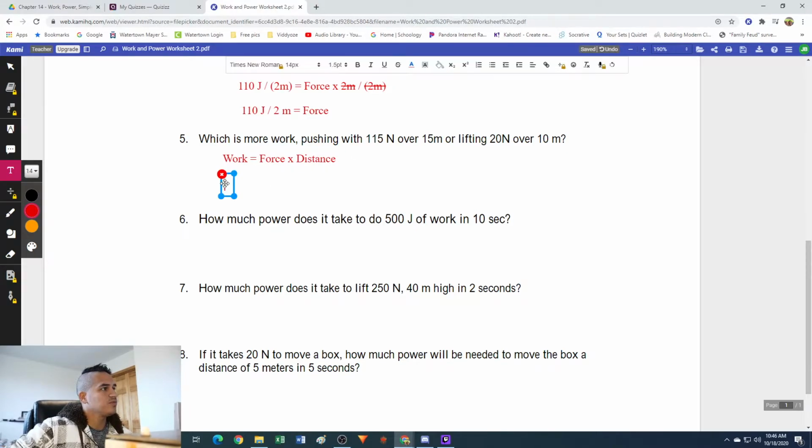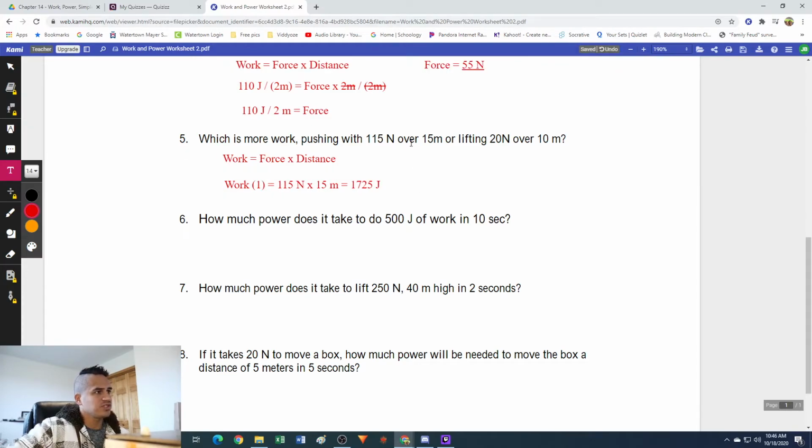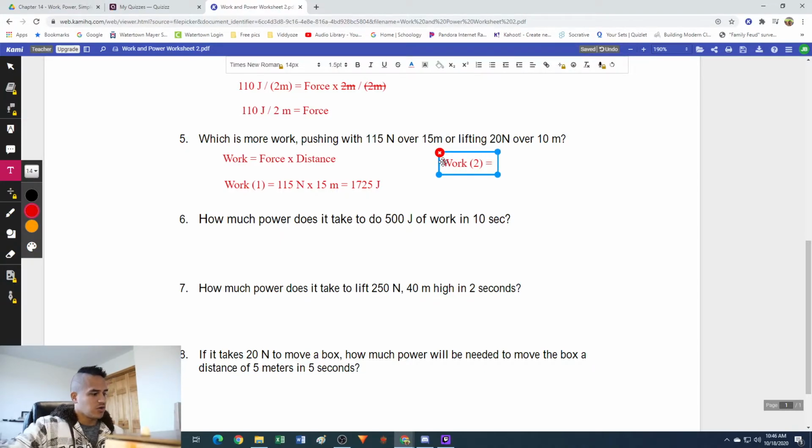So in the first example, we have work is equal to 115 newtons times 15 meters, which is going to be equal to, so let's see here, 115 times 15 equals 1,725 joules of work for the first example. So we'll say this is work for number 1. And then work for 2 is going to be 20 newtons times 10 meters. So 20 times 10, there we go, is only 200 joules of work.